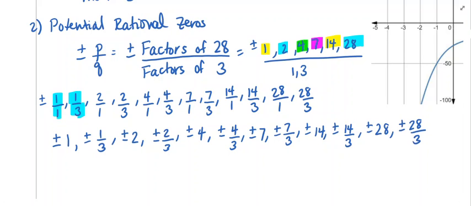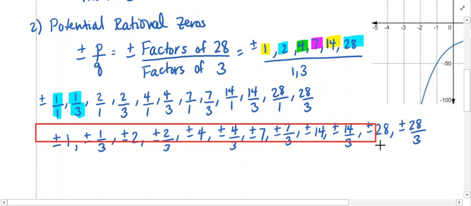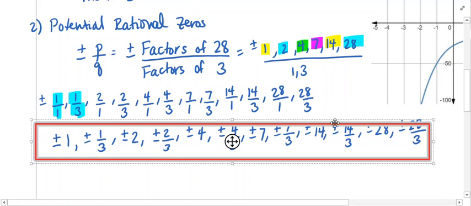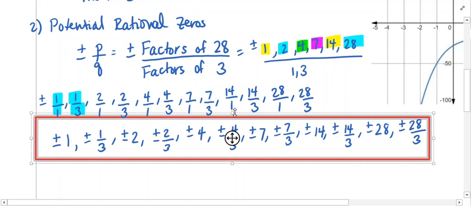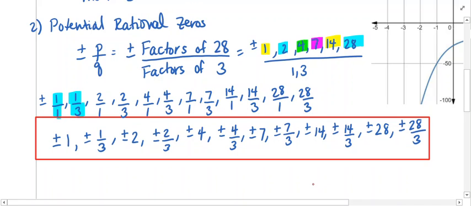Okay, that's a lot of potential rational zeros. We know this is way too many zeros. We know we are dealing with degree 3, so there are at most 3 zeros split between the real numbers and the imaginary numbers. So these are just potential x-intercepts or zeros. All right, moving on to step 3.